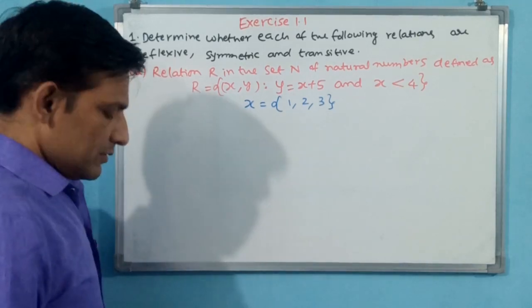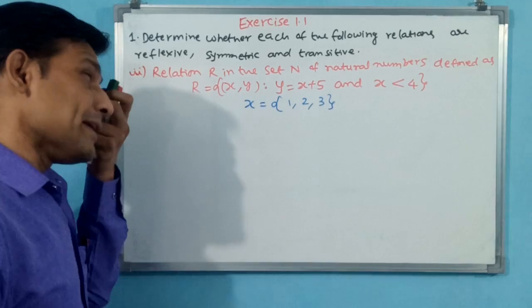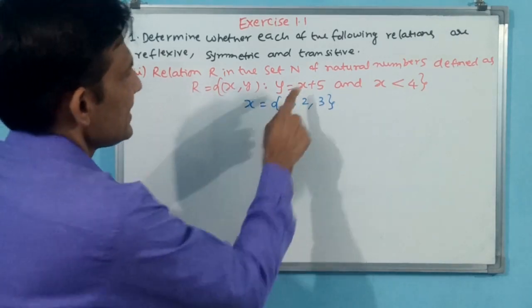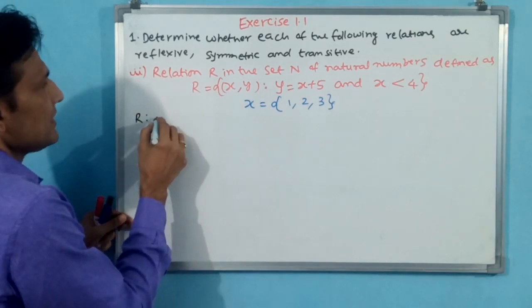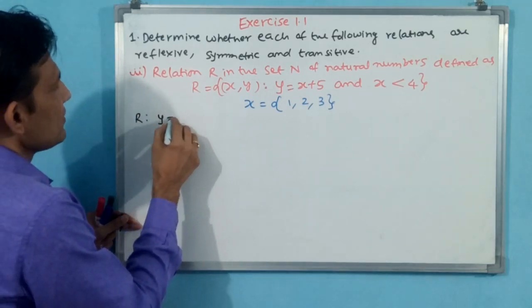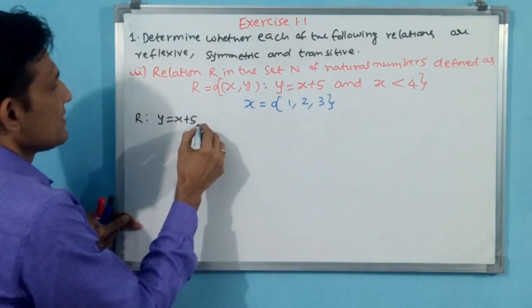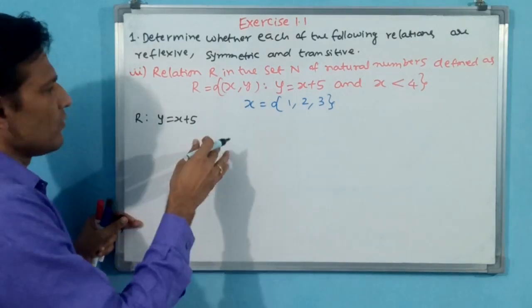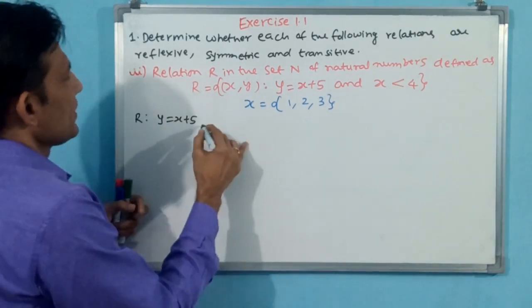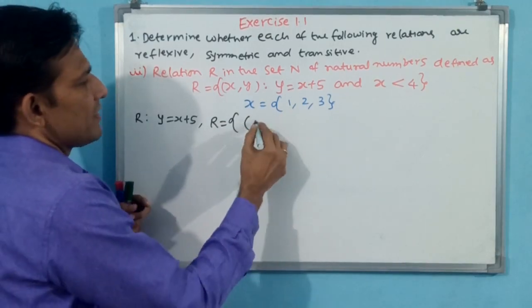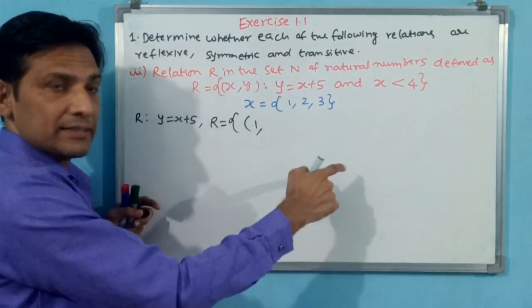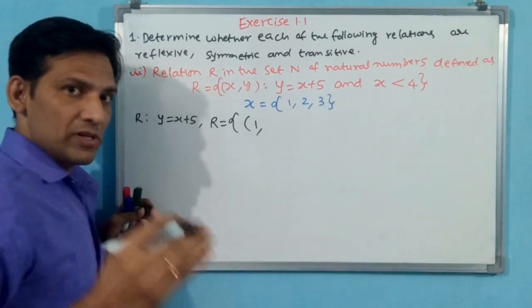Okay. Now, we write the relation also. What is the relation here? Relation R is y is equal to x plus 5. Direct relation is there. We need not convert anything. Okay. Now I am writing R is equal to. Say first x I will take 1. Only these 3 we have to take for x. Why? Because the limit is given, the control is given.